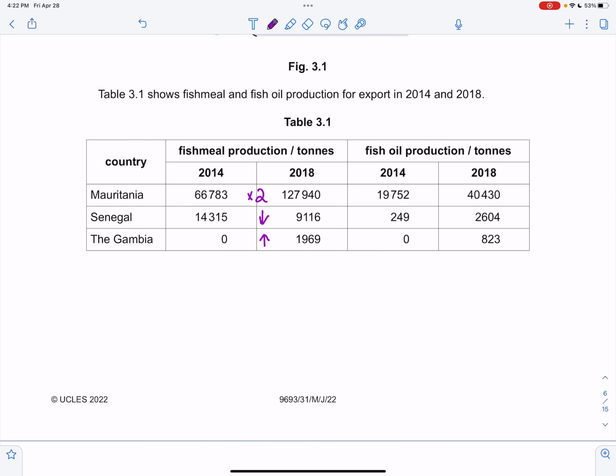Fish oil production in tons. So we go from 19,752. 4 years later, we're producing over 40,000 tons of fish oil. And that's almost double. Senegal, their fish oil went from 2,049 to 2,604. Did I say 2,049? 249. That's almost 10 times. The Gambia went from 0 to 832. So Gambia is just getting in on that game.